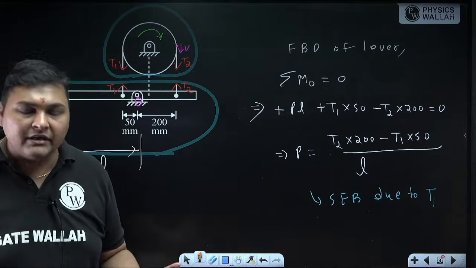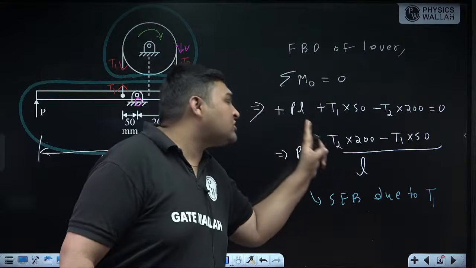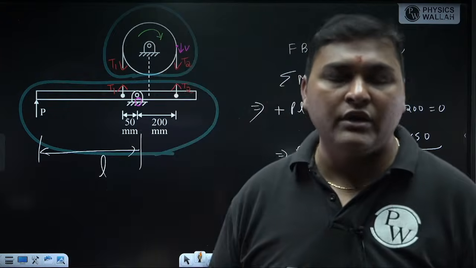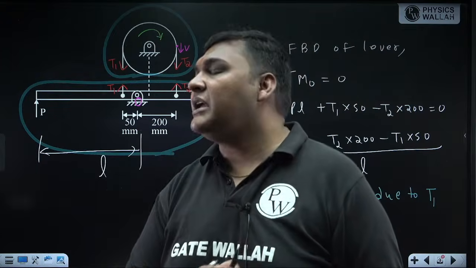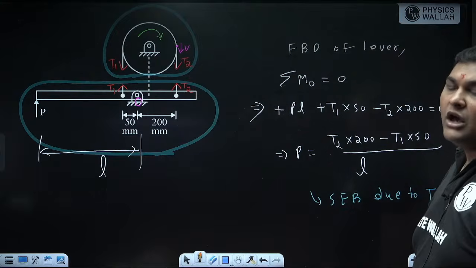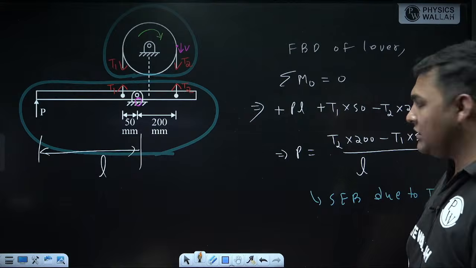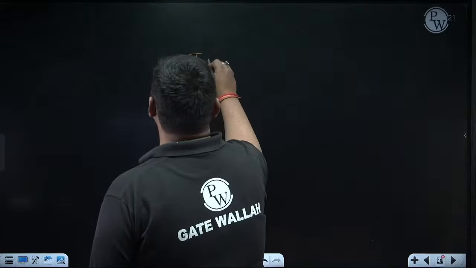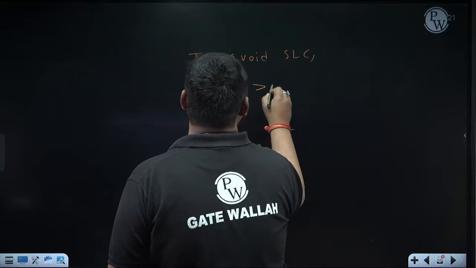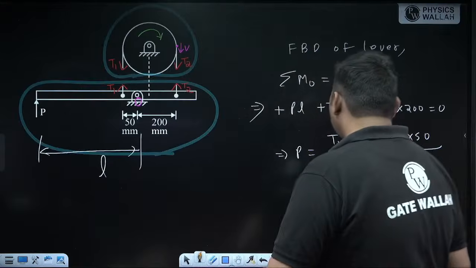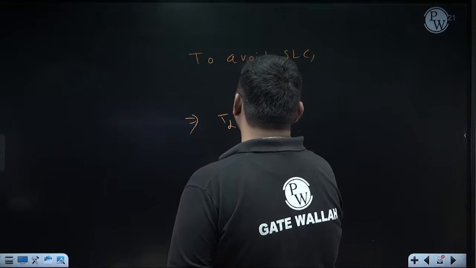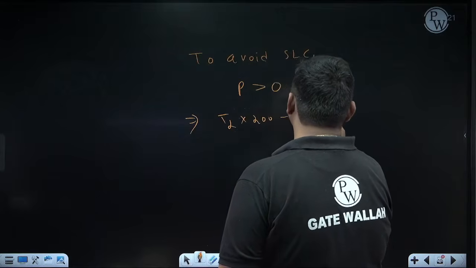But if a brake is self-energizing due to slack side tension, then you can rightly remember the brake can never be in self-locking condition. It means you need not satisfy any condition. It can never be in self-locking. But right now it is self-energizing due to tight side tension, so we need to find the condition to avoid self-locking. And what is the condition to avoid self-locking? The braking effort P must be greater than 0. Now, when will it be greater than 0? When the above part is greater than 0, meaning T2 into 200 minus T1 into 50 must be greater than 0.